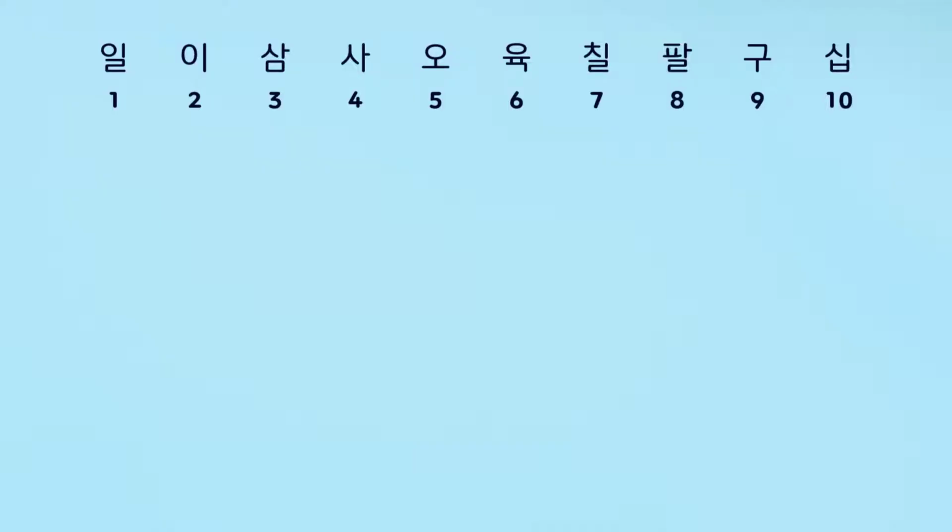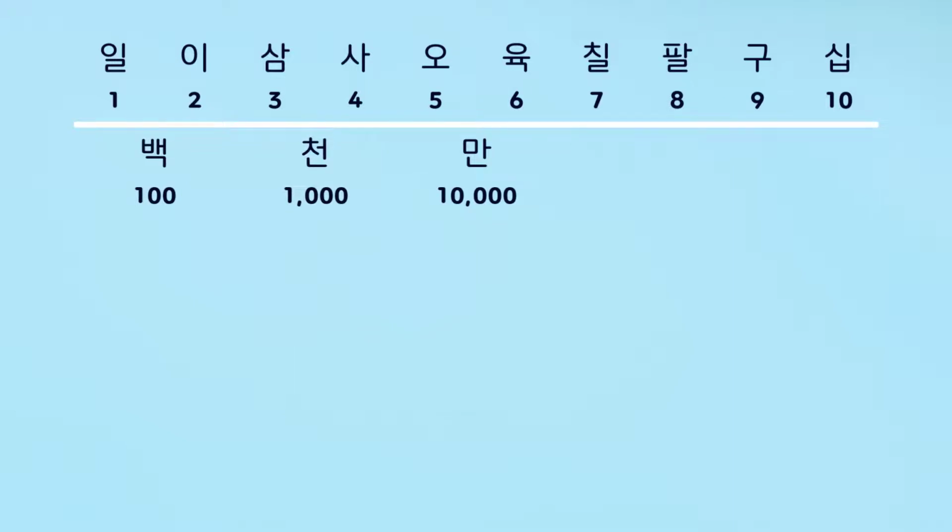Now, as we learned before, native Korean numbers go only up to 99. So to talk about any number above 100, we use Sino-Korean numbers. And in Sino-Korean numbers, 100 is 백, 1,000 is 천, and 10,000 is 만. To form big numbers, it's just a case of putting these big number words and the numbers from 1 to 10 together. So 50,000 is 5만.